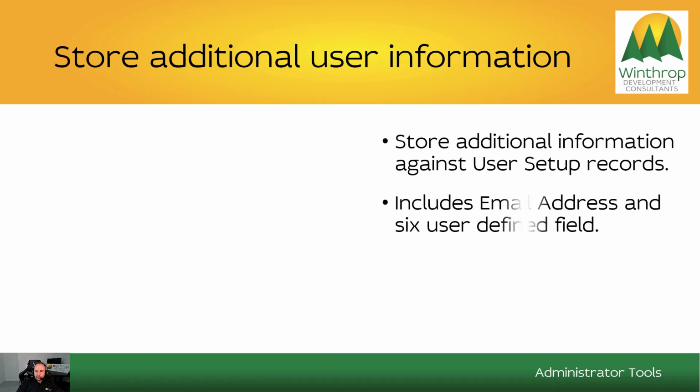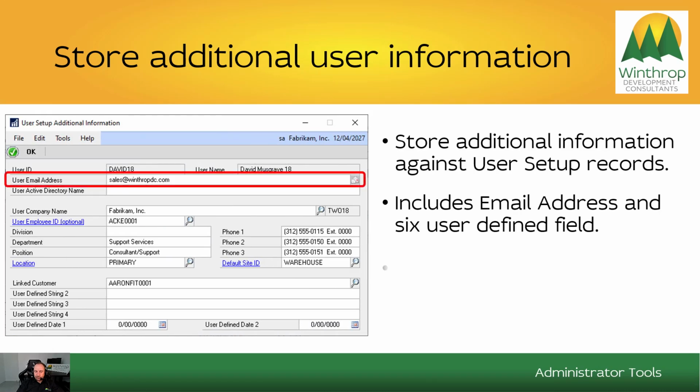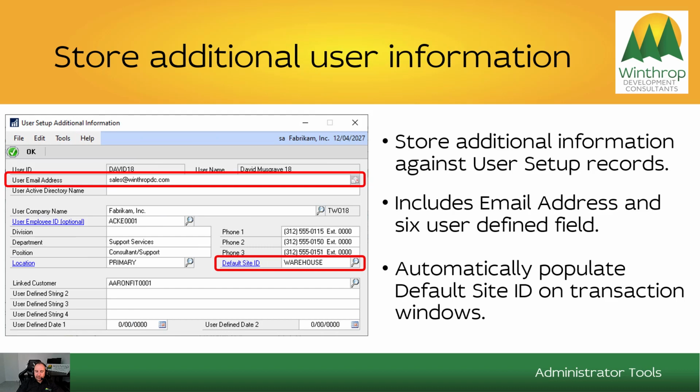GP Power Tools also allows you to store additional information against users, such as some user-defined fields, but more interestingly, the default site, which is automatically used to populate on transaction windows, as well as the email address, which is automatically used or has the option to be used when you reset passwords to send emails to those users.